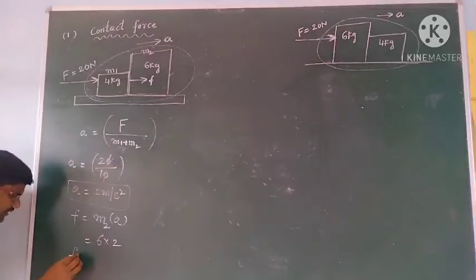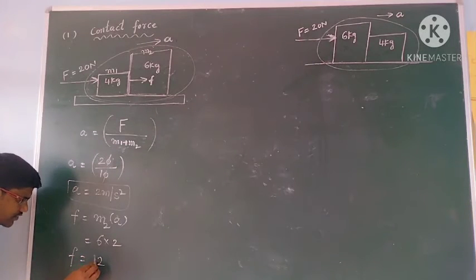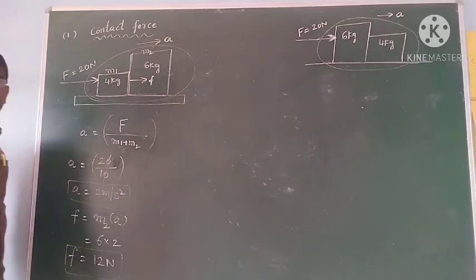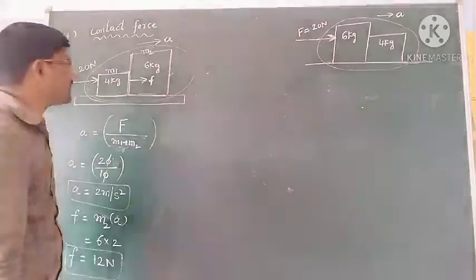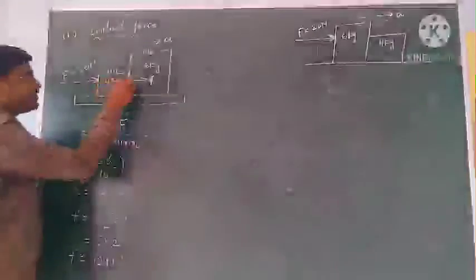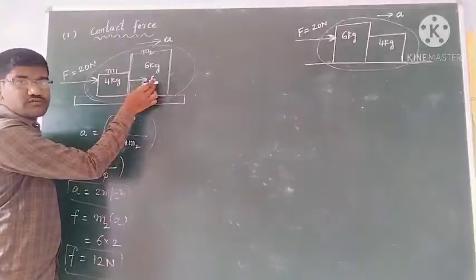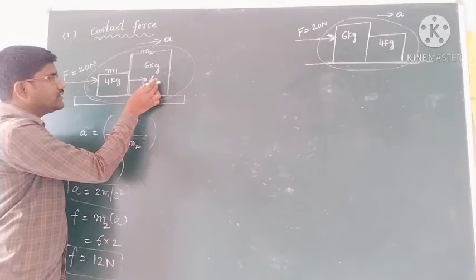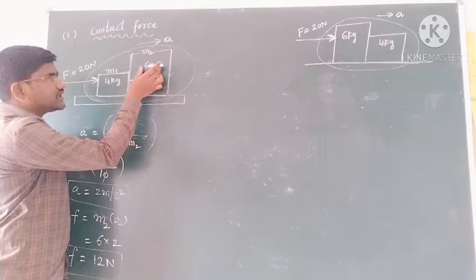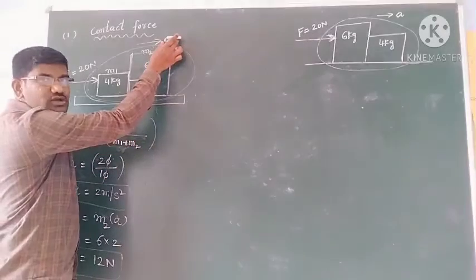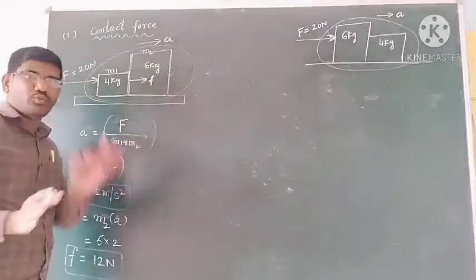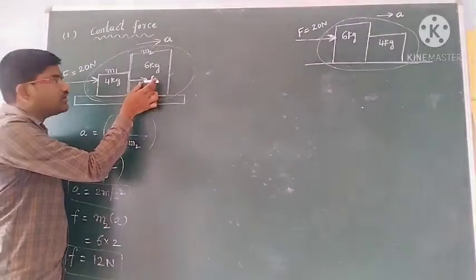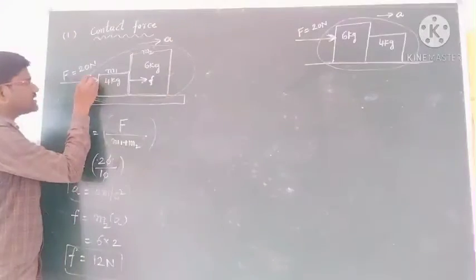Then contact force, you will get 12 newtons. Okay students, contact force you are getting 12 newtons. And see students, m1 is pushing m2 with a force of 12 newtons. So because of this 12 newtons, the 6 kilogram mass is going with an acceleration of 2 meter per second square. We are not applying any force directly on the 6 kilogram. We are just in contact.